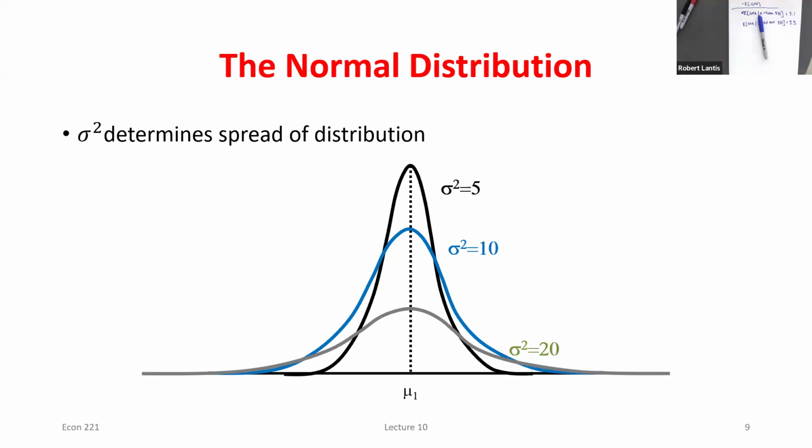So the width of the distribution just describes the variance. Yep.